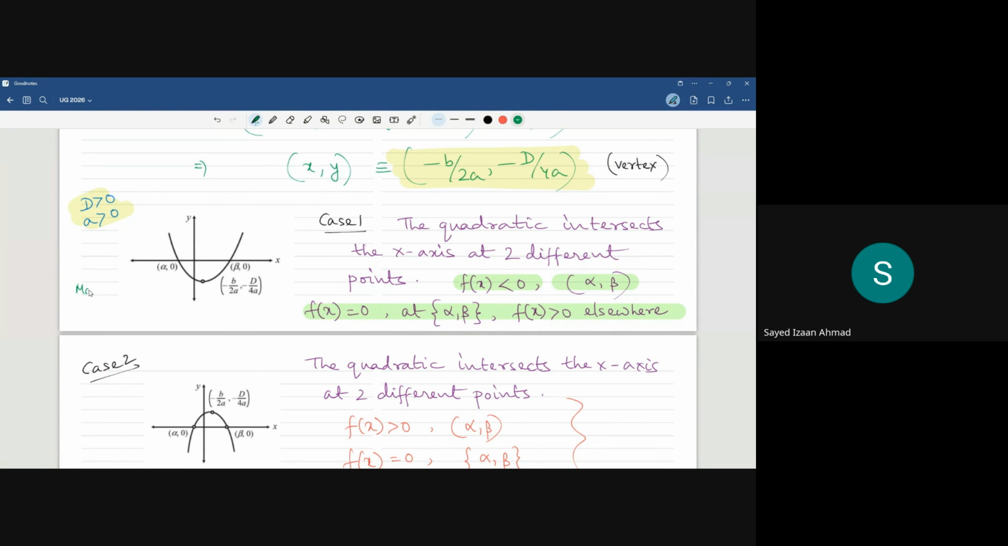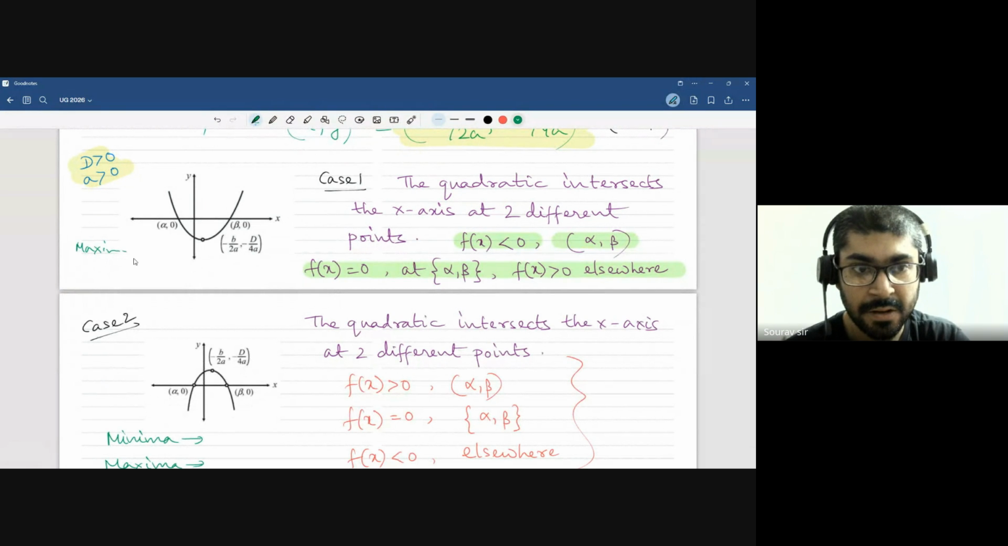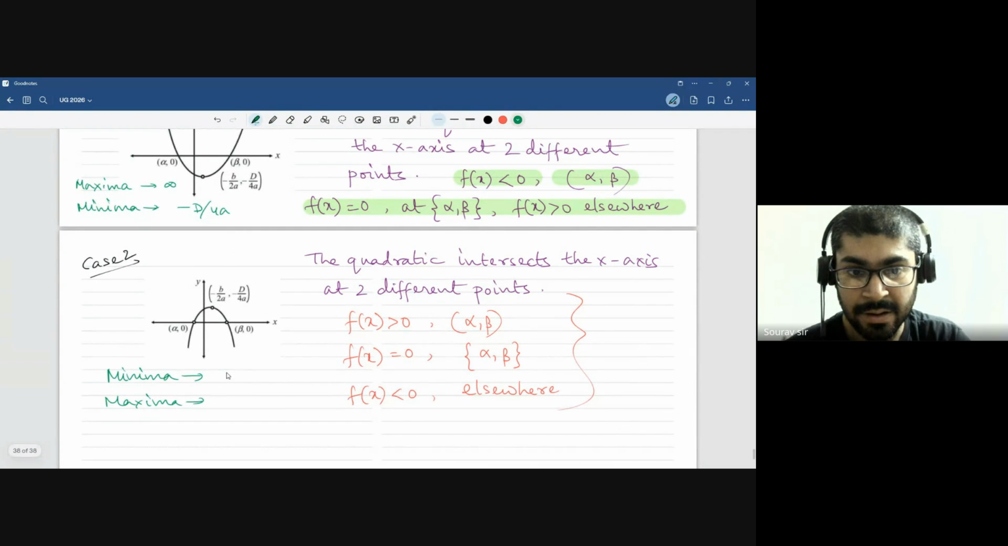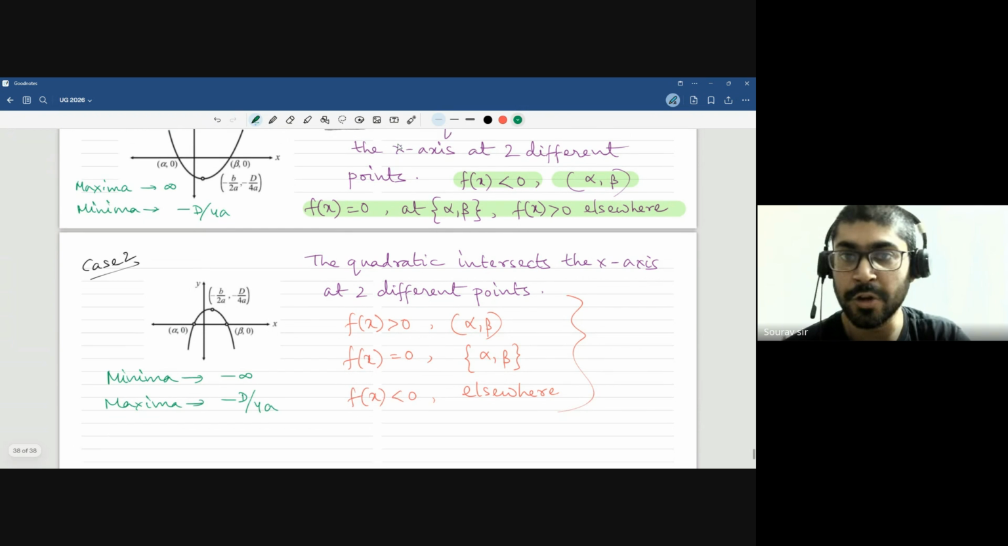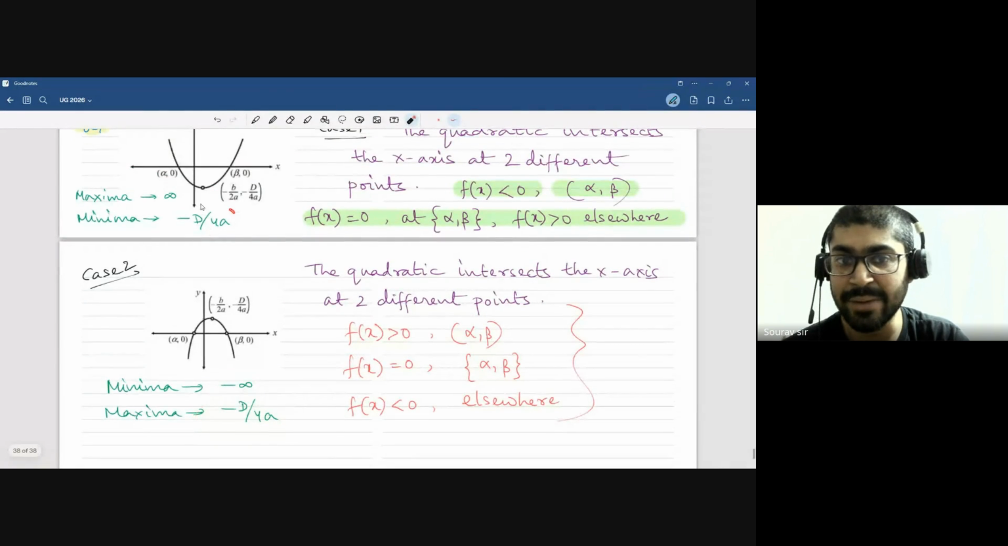Minima will be infinity and maxima will be minus D by 4a. Very good. So here in the graph above, maxima would be infinity, minima would be minus D by 4a. Here minima would be minus infinity and maxima would be minus D by 4a. So in both of these cases, you see that the extrema is coming at minus D by 4a.